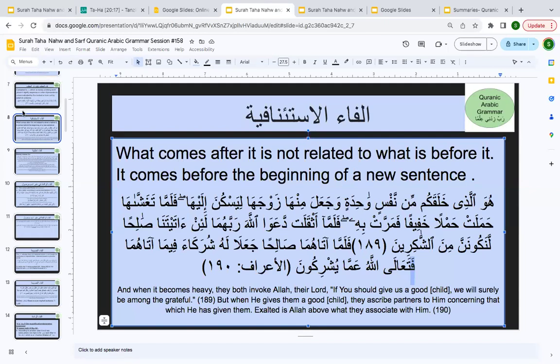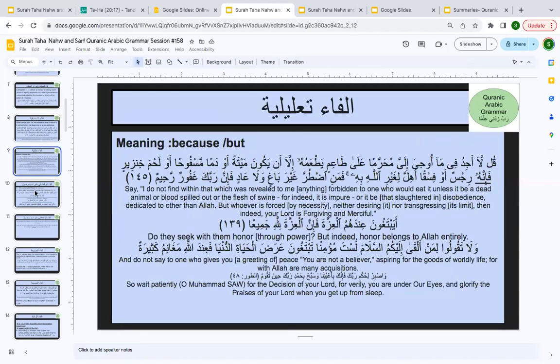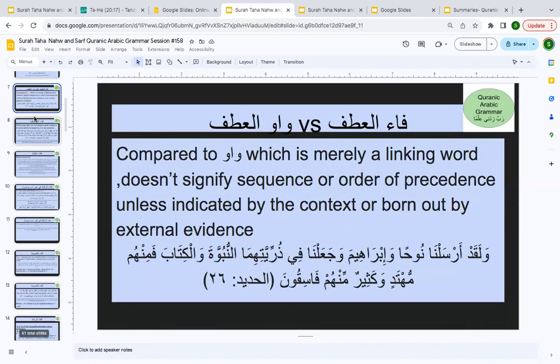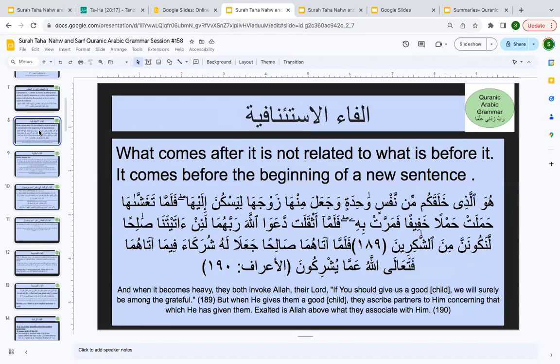And I have 1 more minute, and let's see. Then comes another. I think I should stop here. Or should I? I have just 1 minute, and I don't know if I'm going to do justice. Yeah, I think we should stop here, and I will leave you with these two types of fa.